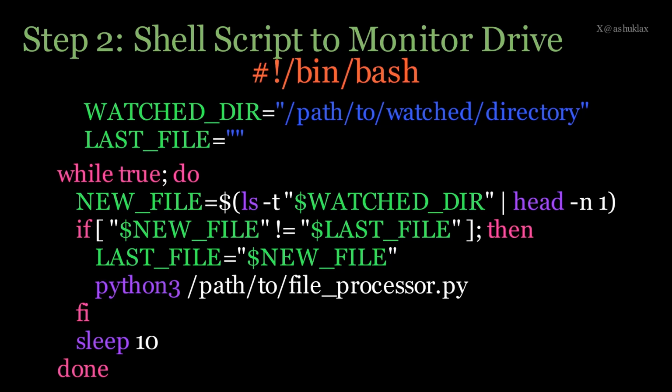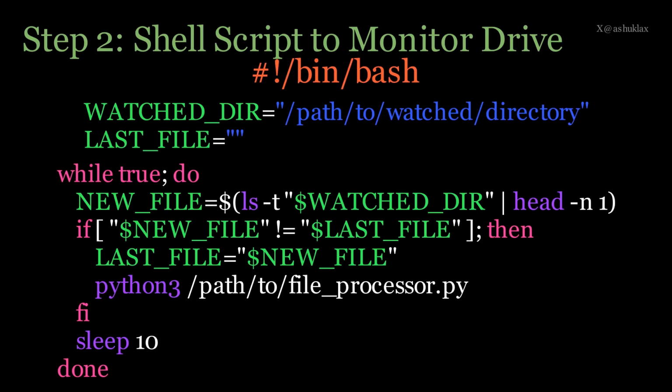So when you say new_file equals ls -t watch_dir pipe head -n 1, what this line does is list the files in the watch_dir directory and sort them by modification time, and that's what -t does. And then you select the most recent file, which is head -n 1, and the result is going to be stored in the new_file variable. And then finally, we compare this new_file variable to the last_file variable. Again, this script may look a little complex, but it's very simple when you write it down.